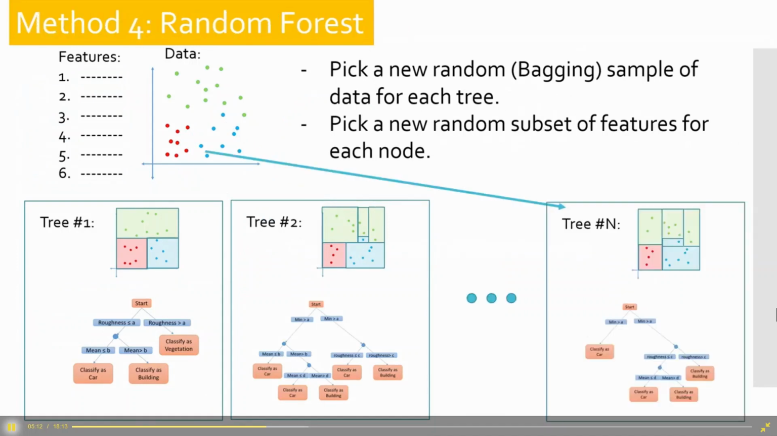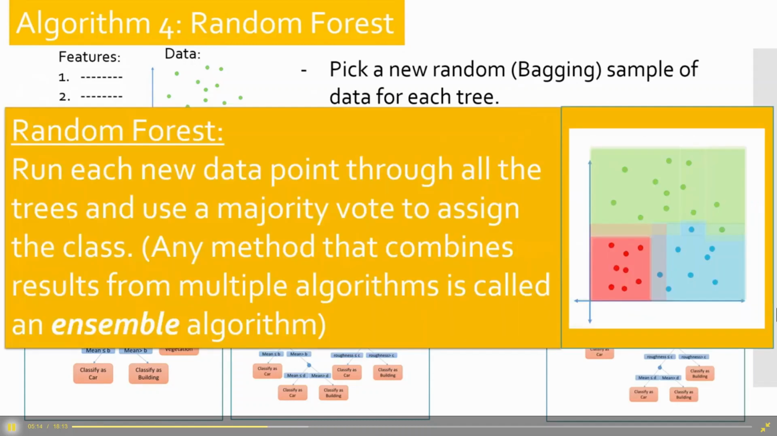And then you do this a bunch of times, and you get something that kind of looks like that, but you get different trees, and then what you'll do is you'll run your data through it, and whatever your data gets classified as most often is what you'll classify your data as.